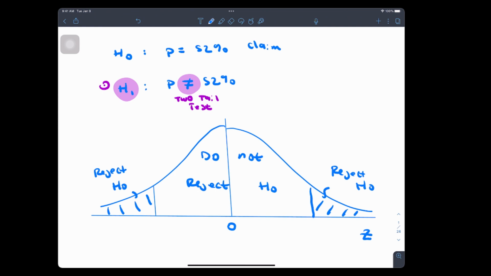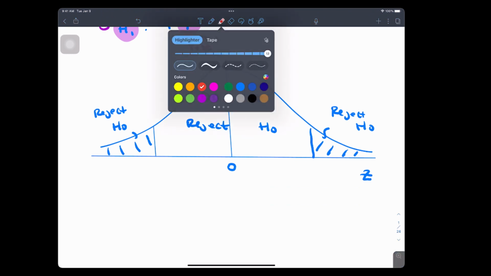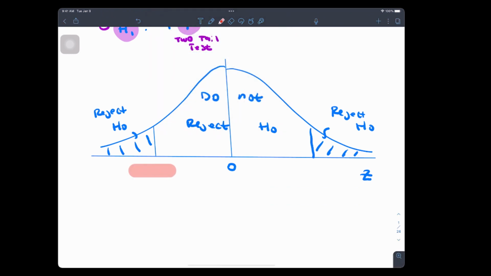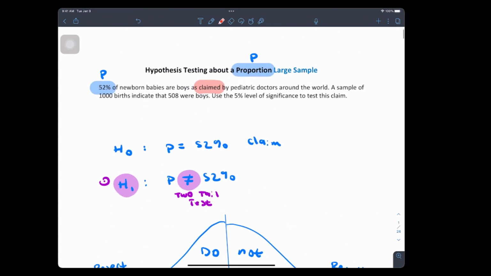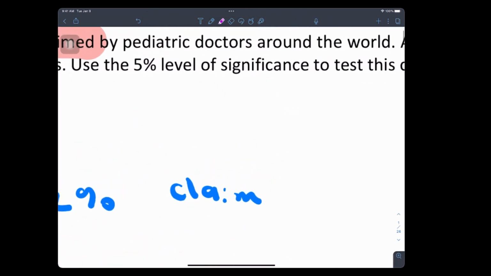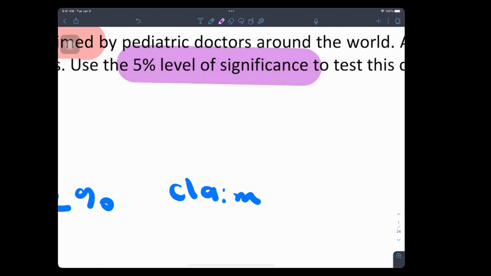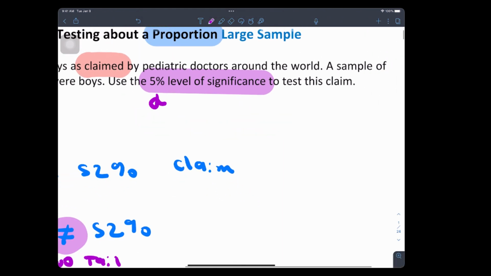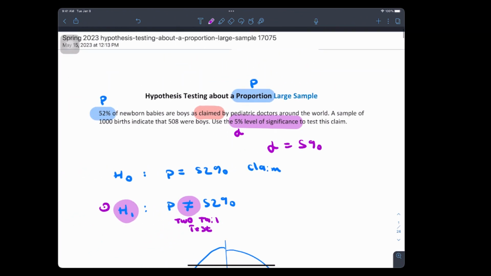Okay, so we're setting up our decision rule, but we're not done, because what do we need for the decision rule? You guys will be doing this next week. What do we need for that decision rule? You need to know those critical values. But how you get the critical values, they're going to tell you to use the 5% level of significance. So alpha is 5%. Now alpha is what's in your tails.